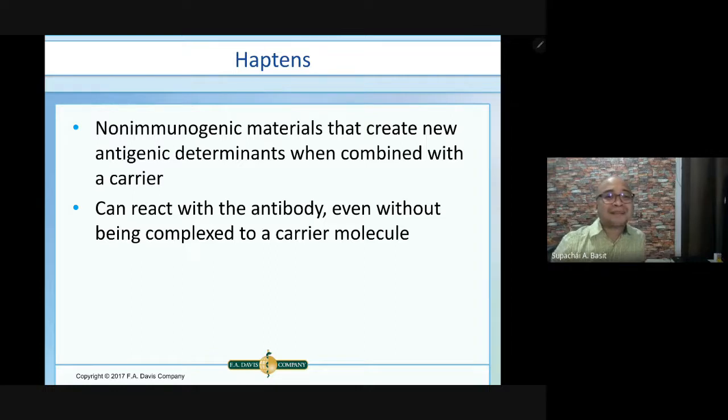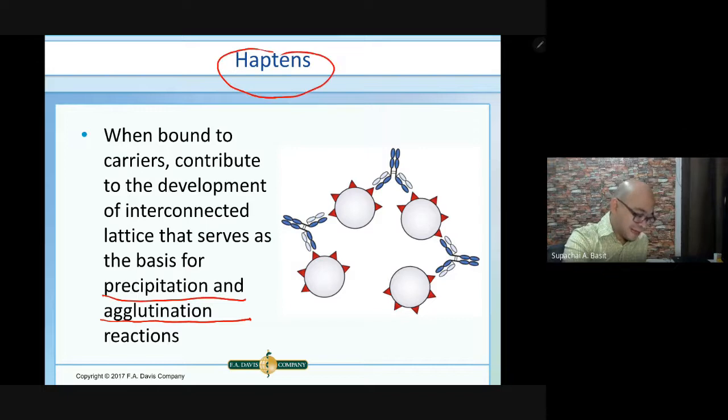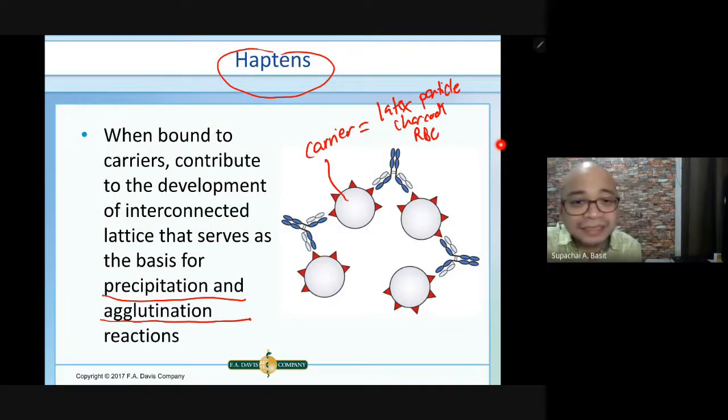It can react with an antibody even without being complexed to a carrier molecule. When bound to carriers, it can contribute to the development of an interconnected lattice that serves as a basis for precipitation and agglutination reactions. Therefore, in order for us to see precipitation and agglutination reactions, we need a carrier. The most common carriers that we use in the laboratory are mostly latex particles. Some use charcoal, and some even use RBCs as carriers.